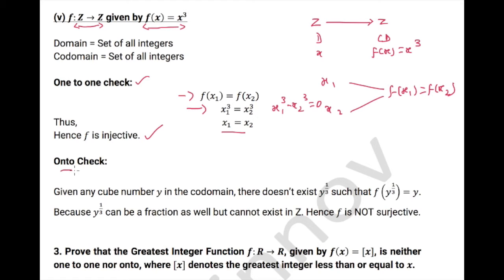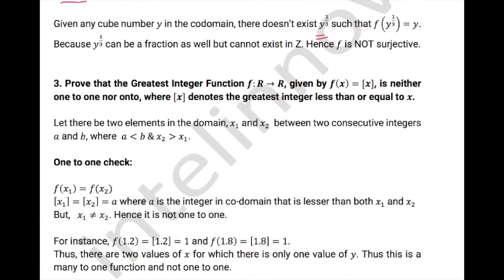Whether it is onto? No, it is not onto, because for the same reason, y power 1 by 3, which can be a fraction, will not exist in Z. So we will move on to the next question.